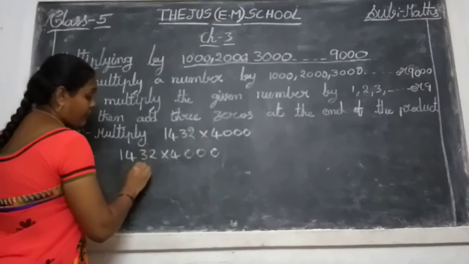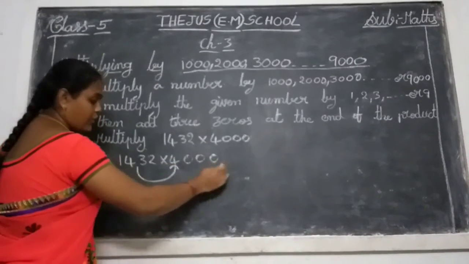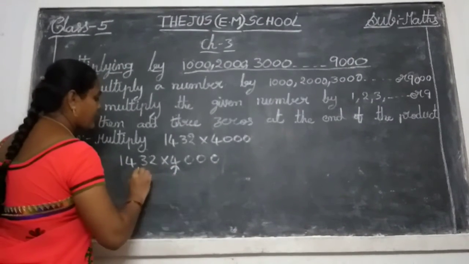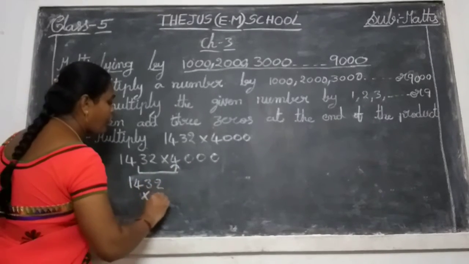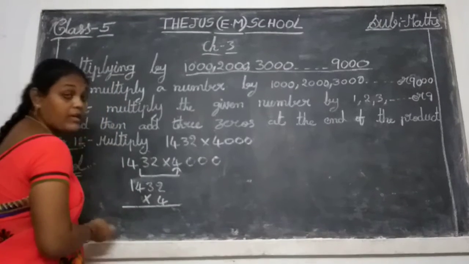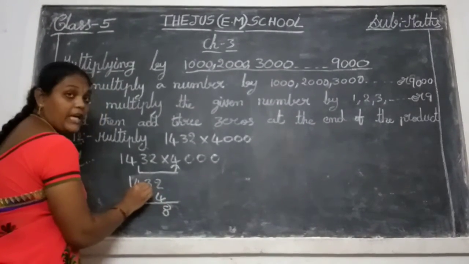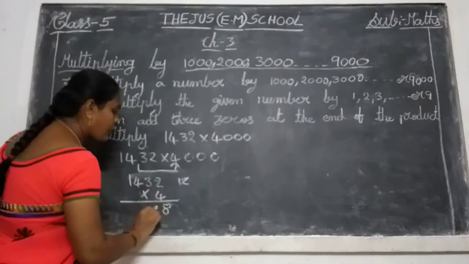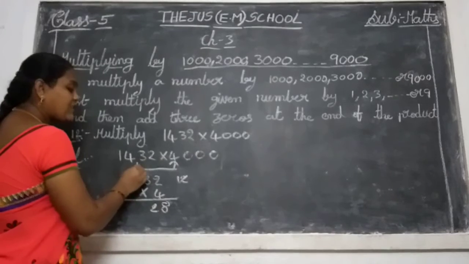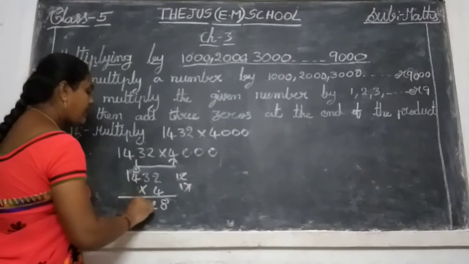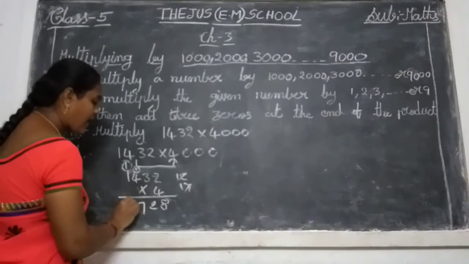Multiplied with the first number is the number. So leave out the zeros. Okay children, leave out the zeros. So 1432 into 4. You know the 4 table, children? Read the 4 table. 4 2s are 8. 4 3s are 12. So 2 right here, 1 to the next number. 4 4s are 16 plus 1, 17. 7 right here, 1 to the next number. 4 1s are 4 plus 1, 5.